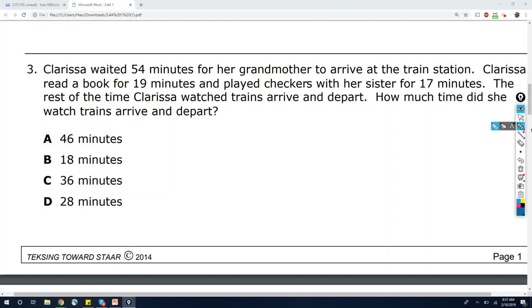All right, students, this is not too hard a question. However, it could be confusing if we don't understand the question or if you don't look at the question carefully. So let's start with our CUBE strategy, C for circling the information. Okay, so Clarissa waits 54 minutes for her grandma at the train station.